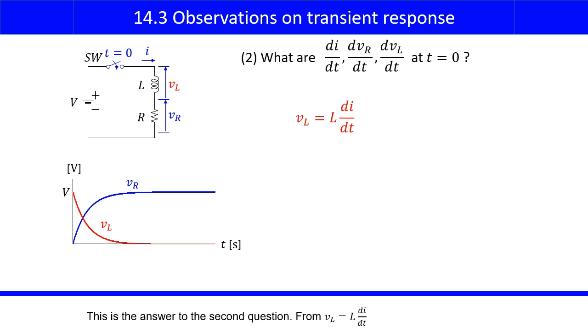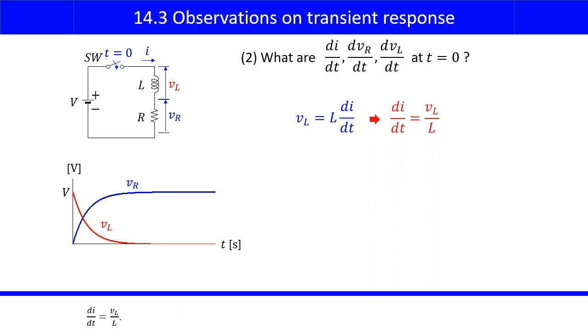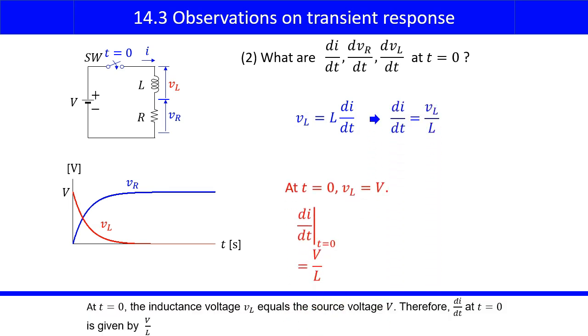This is the answer to the second question. From VL equals L di dt, di dt equals VL over L. At t equals 0, the inductance voltage VL equals the source voltage V. Therefore, di dt at t equals 0 is given by V over L.